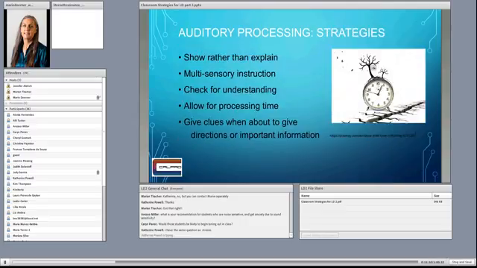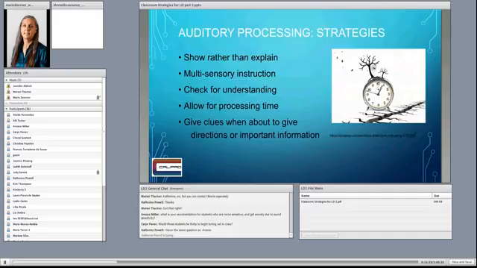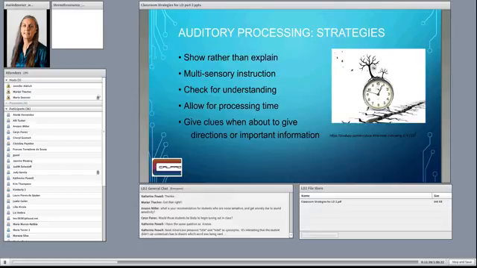Let me look at the next slide. What I tried to do was set this up so that we had how would you notice it, what are the symptoms, and then what are the strategies.